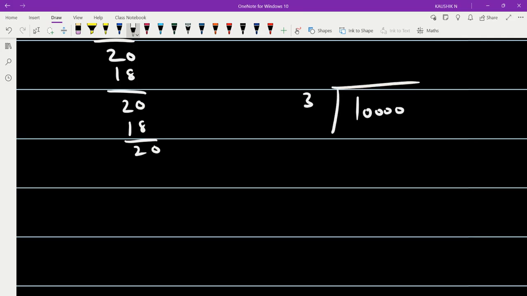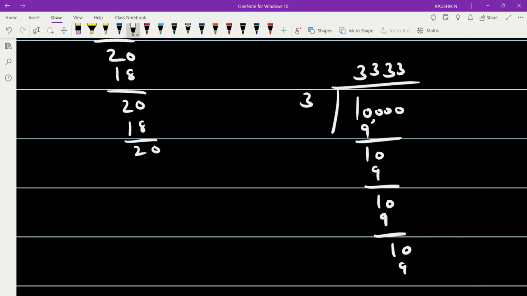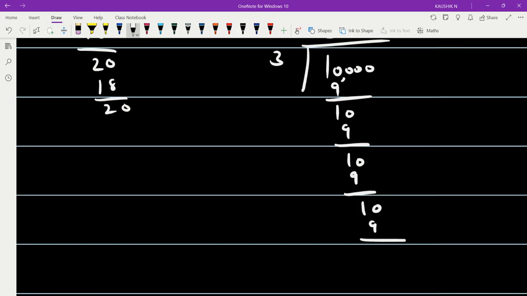There are three partners. You have to divide this 10,000 rupees by 3. When you divide 10,000 by 3, how much do you get? 3 threes are 9, 1 carryover; again 3 times 9, 1 carryover; again 3 times 9, 1 carryover; the last 0, 3 times 9, 1 carryover.